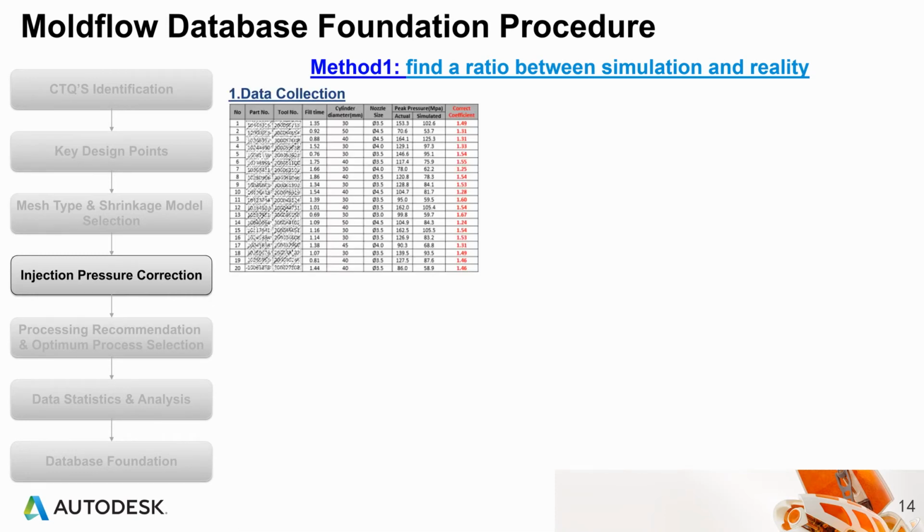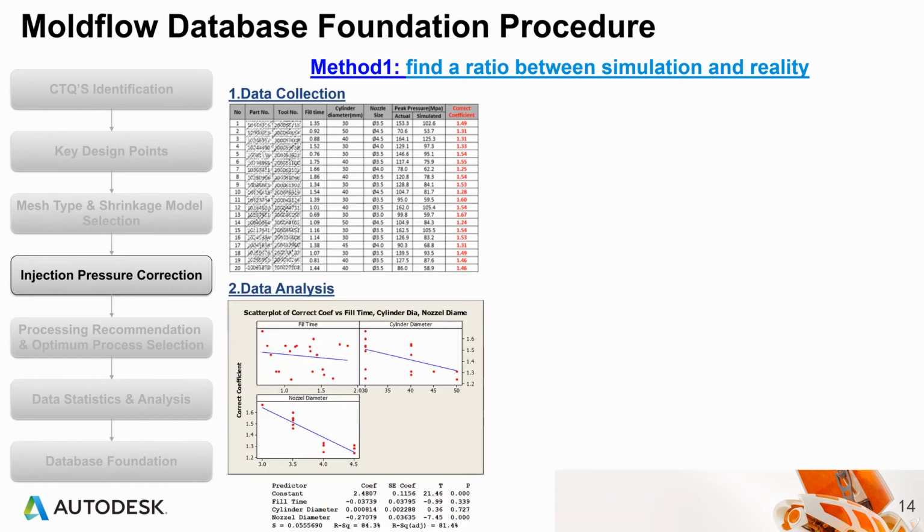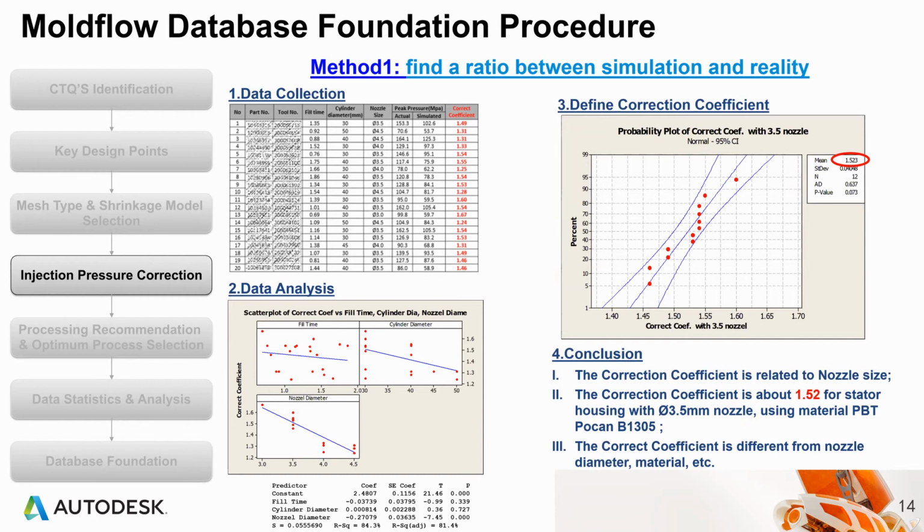We collect some data and do data analysis. We found the ratio is related to nozzle diameter. So if we fix the nozzle diameter, we can find the ratio is 1.52 for state housing. In other words, the correction coefficient is different from nozzle size, material, even part structure.